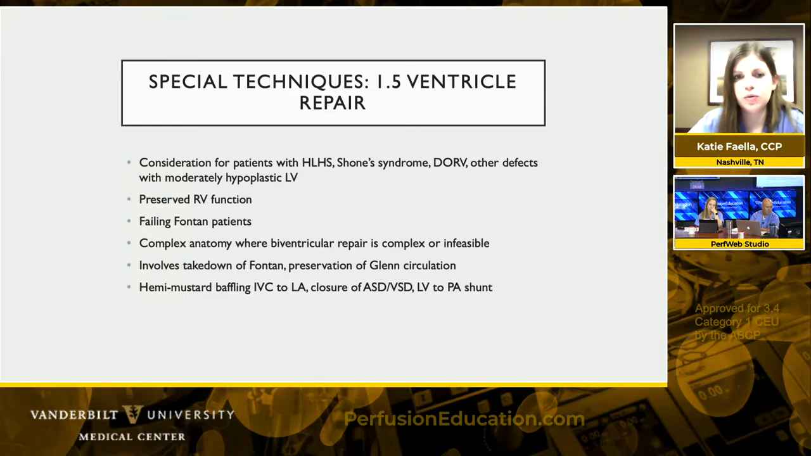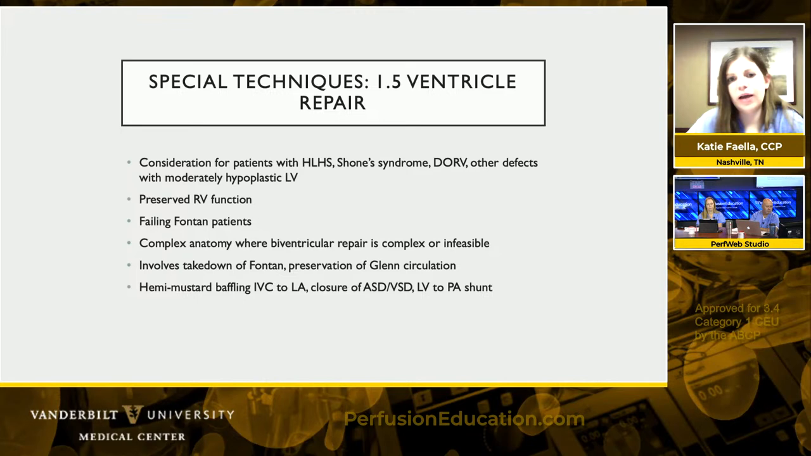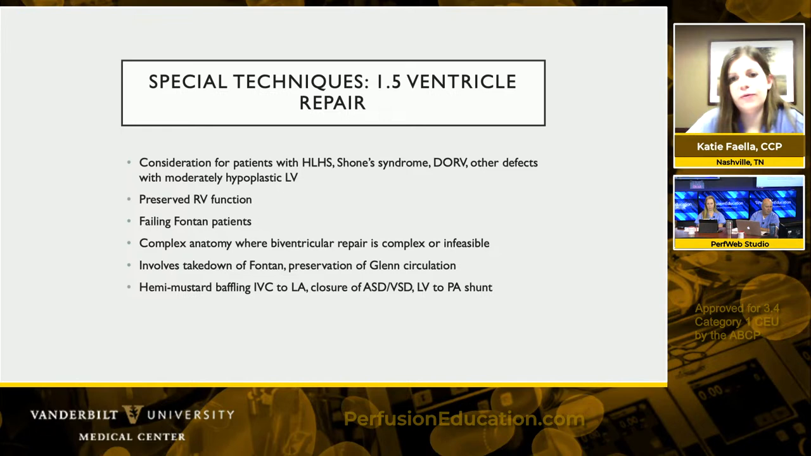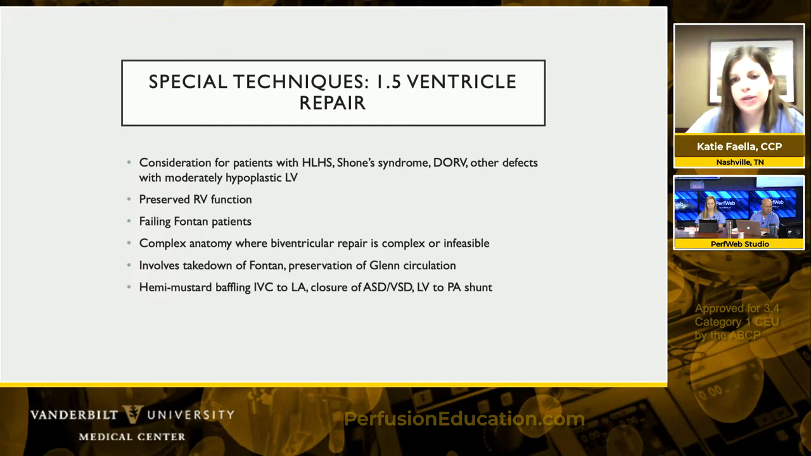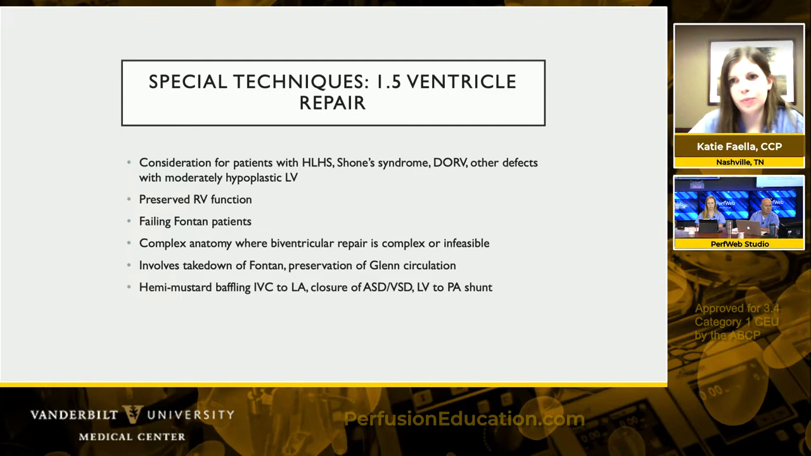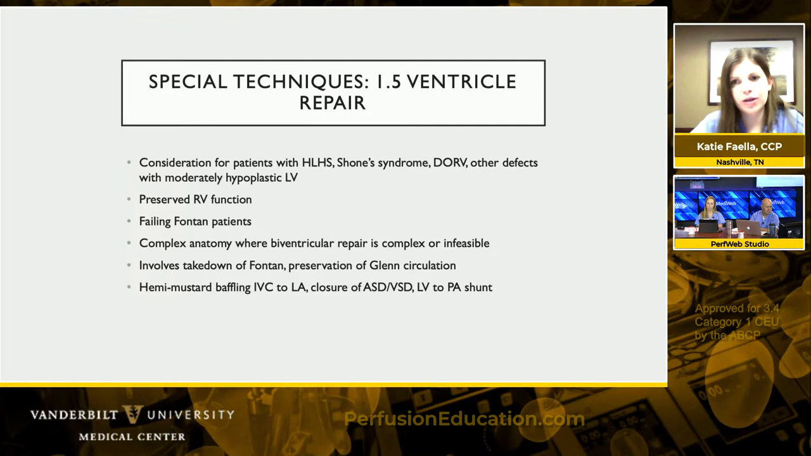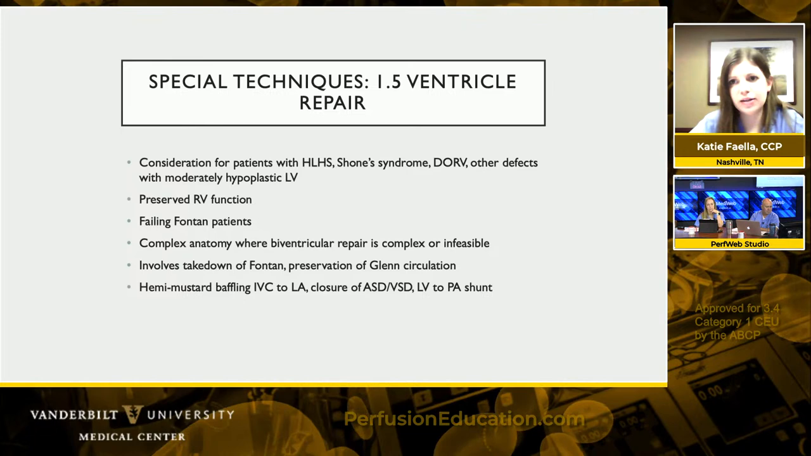This repair involves taking down the Fontan, leaving the Glenn circulation, and then doing a hemi-Mustard to baffle the IVC to the left atrium, closing the other intracardiac shunts, and then doing a left ventricle to PA shunt. This seems like a lot, but basically we're leaving the Glenn circulation so that we've got some passive blood flow still coming to the lungs, but we're also making that moderately hypoplastic left ventricle be a pumping ventricle to the lungs. We've left the right ventricle as a systemic ventricle, and it's a one and a half repair because we've got the left ventricle pumping some of the return from the body to the lungs, but we still have some passive flow to the lungs with that Glenn circulation.